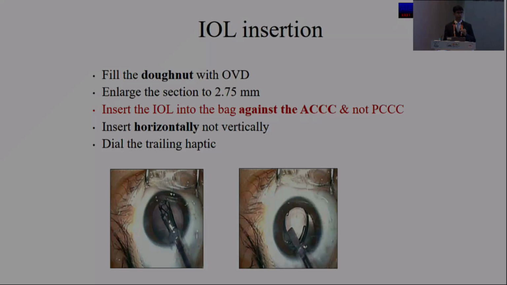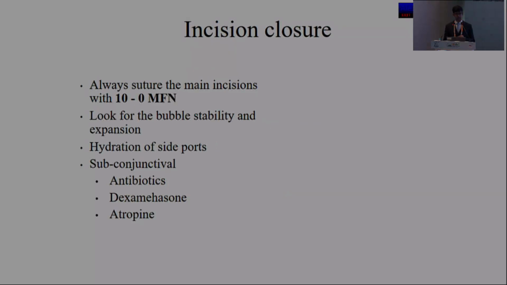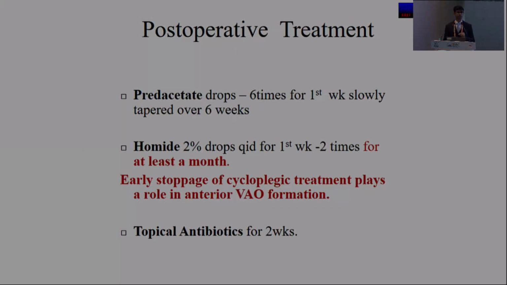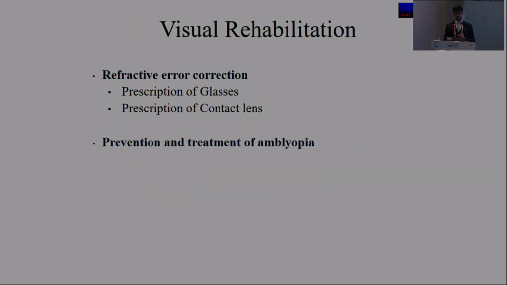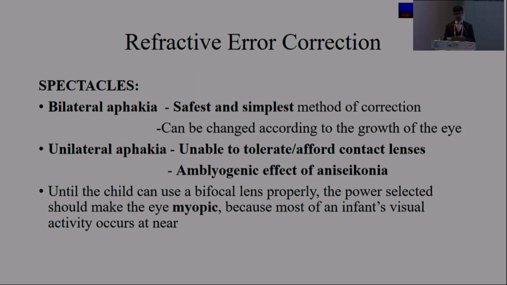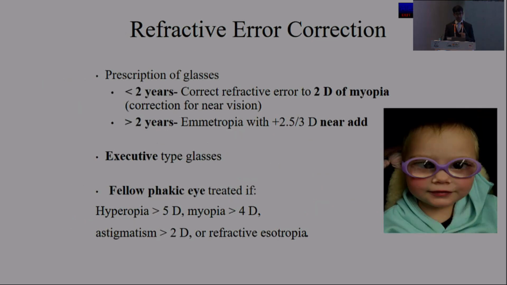IOL implantation should be against the anterior capsule in the bag, and incision closure with 10-0 is very important, and it is a low scleral rigidity tissue. We do the suture removal at 6 weeks, and post-op refractive correction with glasses is given. Less than 2 years of age, we give prescription for near. After 2.5 to 3 years of age, when the kid goes to the playgroup, we can prescribe for distance with a near add. Executive bifocal is good in such cases.